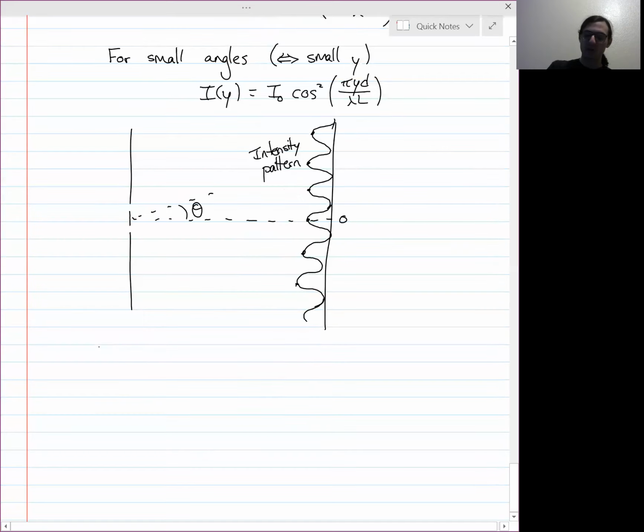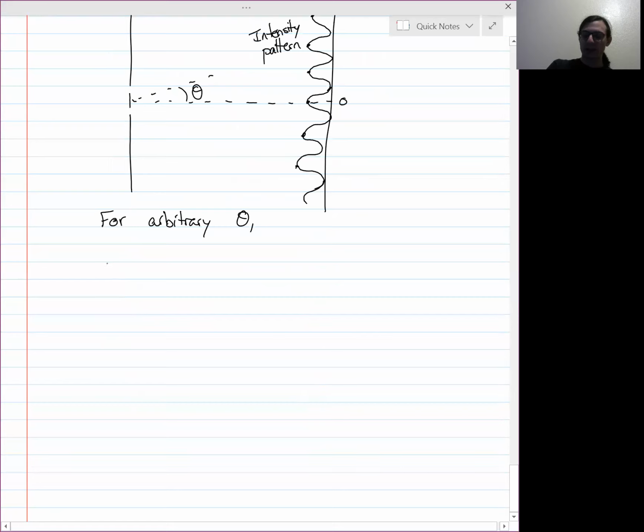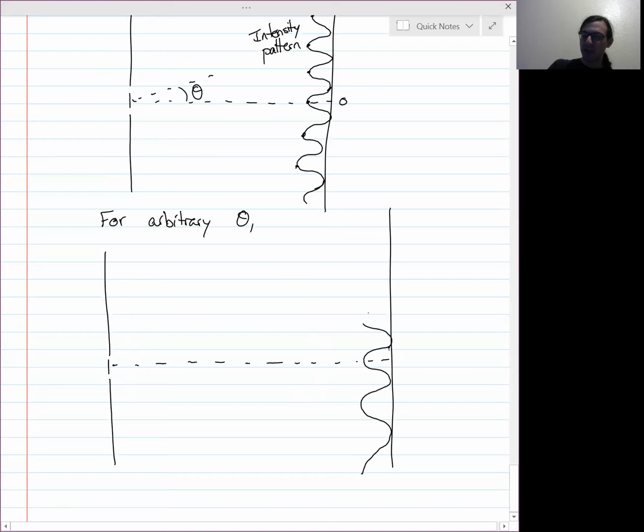And so for arbitrary theta, let me draw another picture, and let me draw this larger. You'll get the central bright spot, which never changes size. But you'll get that the width starts to change fairly early, depending on how small the angles are. And so they'll get wider and wider as you go further and further out. But the intensity, in theory anyway, assuming you have ideal double slits, never changes. It just gets more and more spread out.